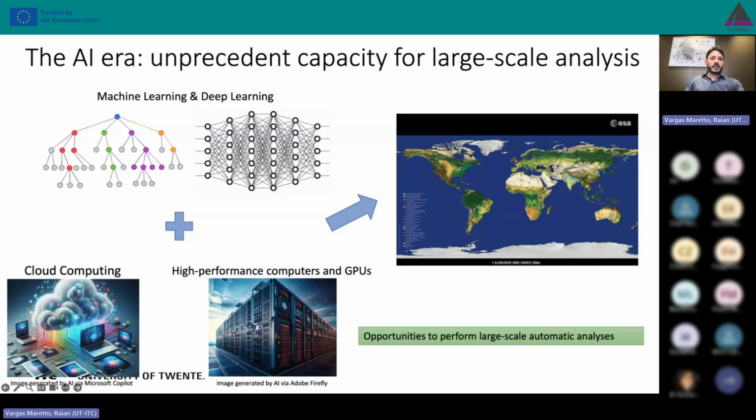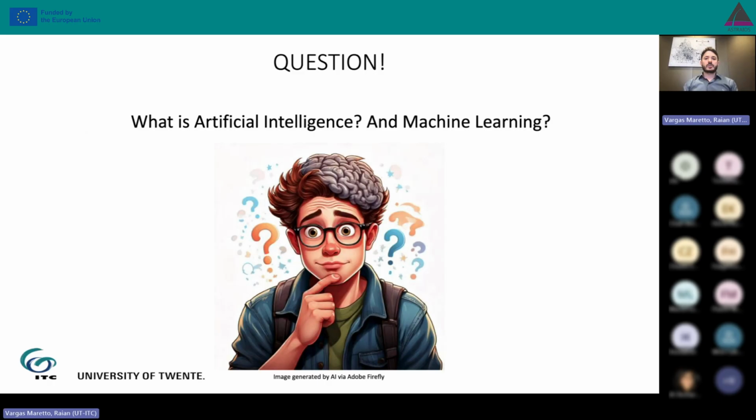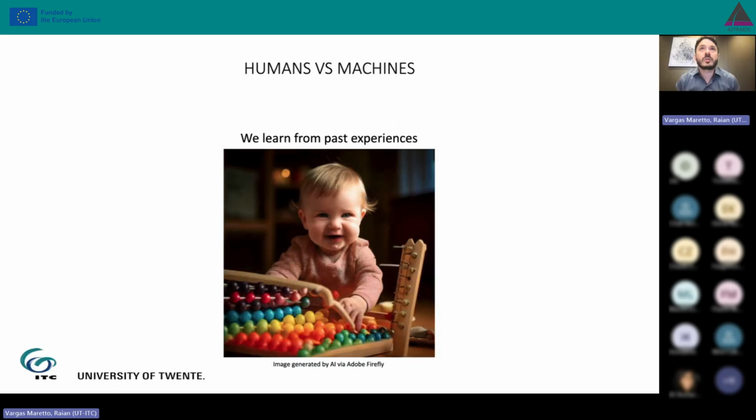So we are living nowadays what we call the AI era, because given all that, with these increasing demands of data, a lot of investment has appeared in new algorithms and computational infrastructure for processing all those data as well. Together with that, we have had a lot of advancements in cloud computing, high performance computers and GPUs, and that has opened unprecedented opportunities to perform analysis, for example, on a world scale and any type of scales that we want. But before that, we need to understand what is AI, what is machine learning that we are talking about. To understand that, we first need to understand how do we learn.